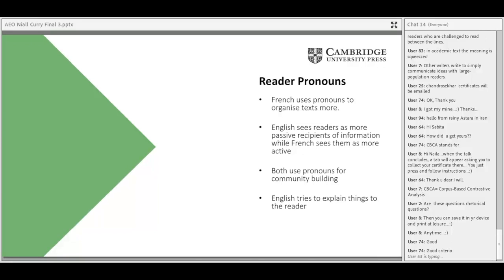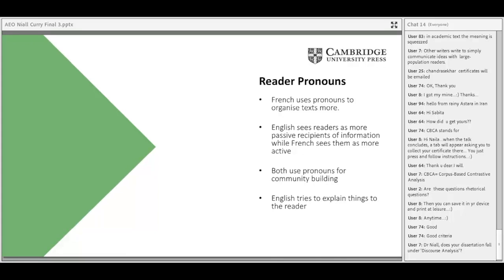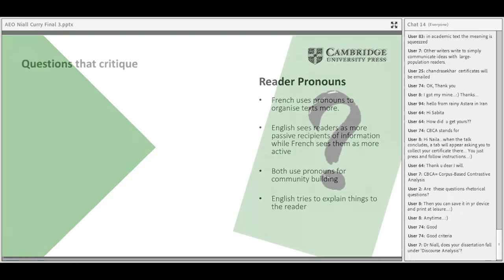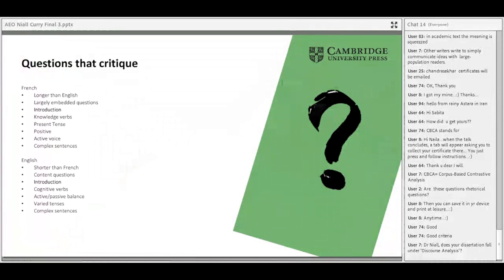When we look at pronouns being used, we can see that French uses pronouns to organize text a lot more. And overall, we saw that French uses a lot more pronouns. When we look at English, we see that they see readers more often as passive recipients of information. So there's a lot more use of the passive function of reader pronouns. And both of them are using pronouns quite balancedly in order to build community, to create relationships between the readers and the writers. And we see with the last point, the didactic one, that English definitely tries to explain things to the reader more, which isn't so surprising. That's something that I mentioned earlier on in the presentation.